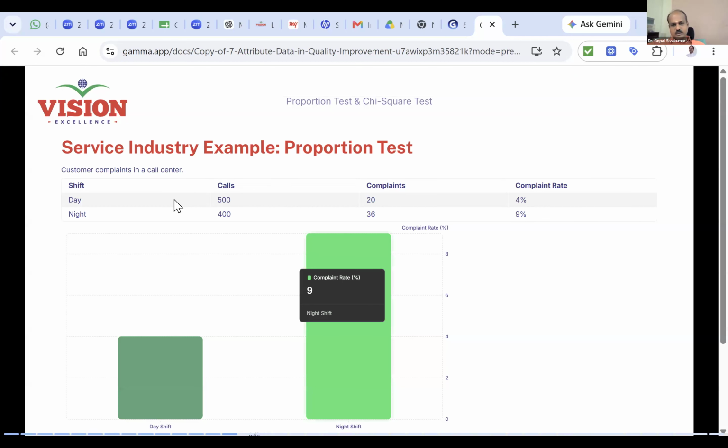So what kind of test should you be doing for this case? For the hypothesis test you should do, a two proportion test.